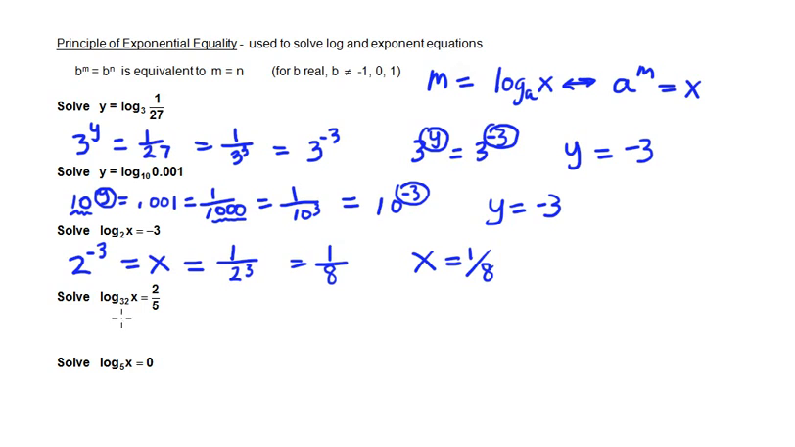A similar example, we have x as the argument of this log, so we take the base, which we will use. So we have 32 here, that's the base for our exponential equation, raised to the power, which is the isolated expression 2/5, is equal to the inside of that log, or the argument, which is x.